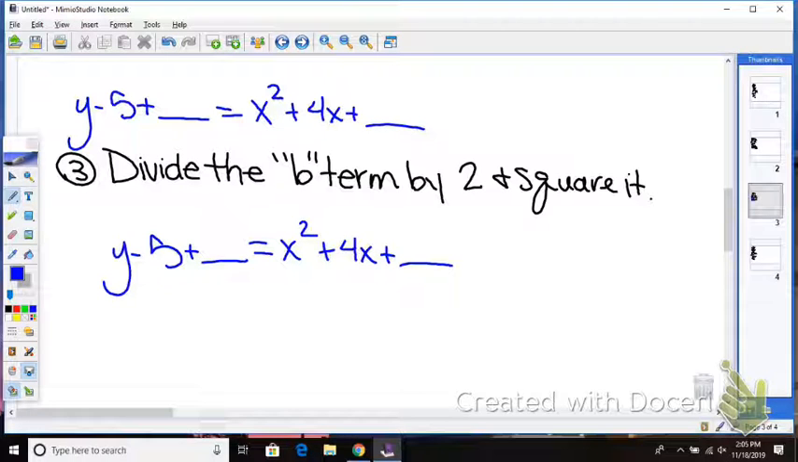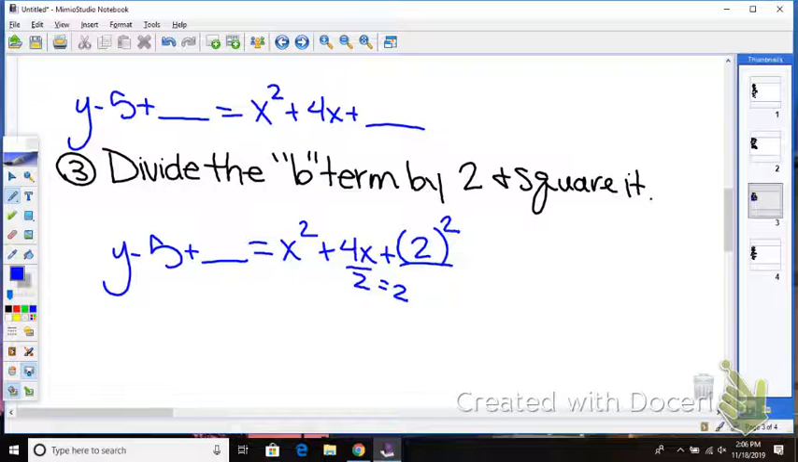We're going to take this b term here, and we're going to divide it by 2. 4 divided by 2 is 2. We're going to fill in this side as 2 squared. I'm not going to actually square it out because it's going to be a little shortcut here in a minute. But then on this side, I have to fill in, because we've got an equation. So I've just added 4, basically, to this side, 2 squared.